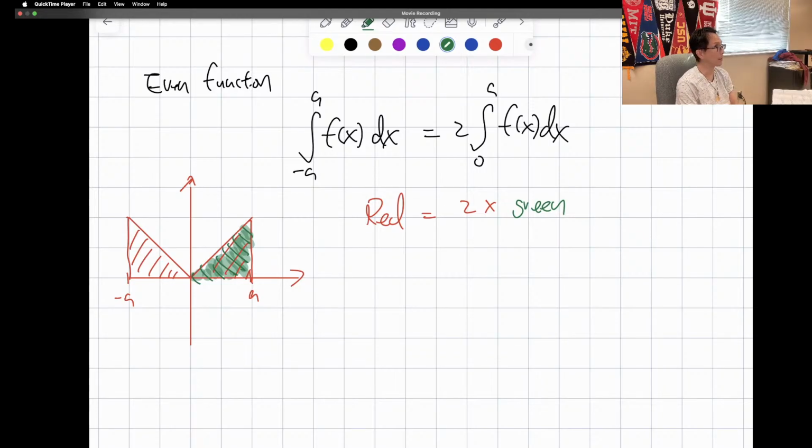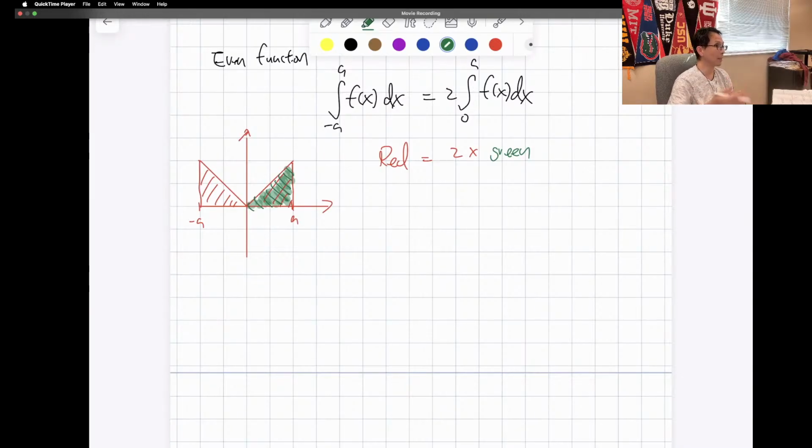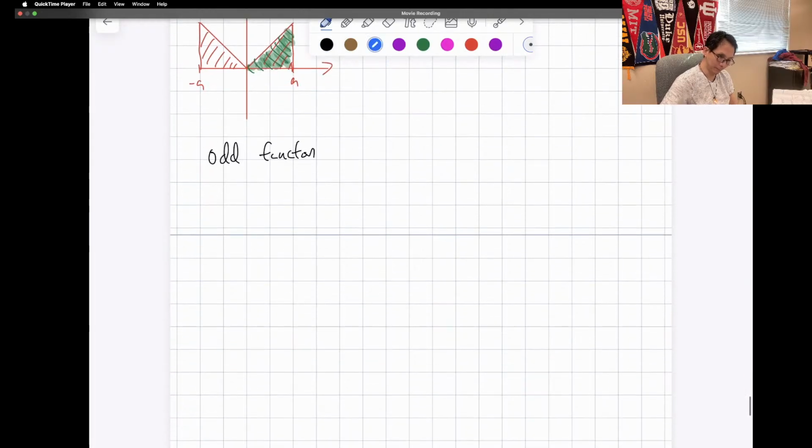So the area of the whole red thing is equal to 2 times the green because they're symmetrical. Got it? So that's if a function is even. Even means you have symmetry to the y-axis. X squared plus 1 is an even function. Now, what if it's odd? A good example of an odd function is x cubed. Well, just x.